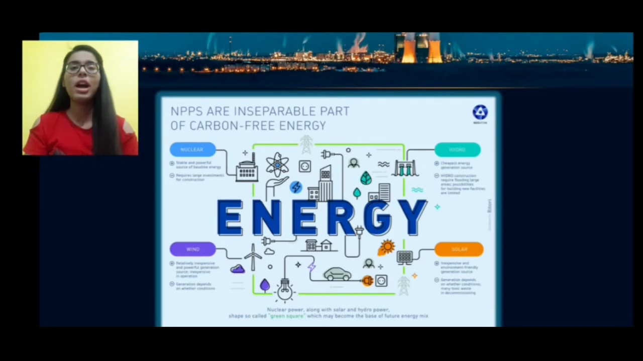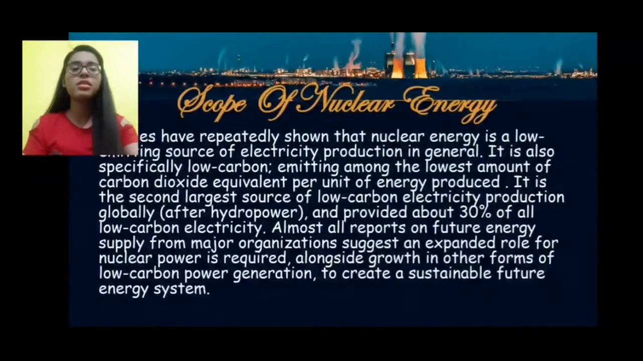Hydro construction requires flooding a large area, and possibilities for building new facilities are limited. Wind: a relatively inexpensive and powerful generation source, inexpensive in operation. Generation depends mostly on weather conditions. Solar: it is an inexpensive and environmentally friendly generation source. Generation depends on weather conditions, and there is toxic waste in decomposition. So nuclear power along with solar and hydropower shape the so-called green square, which may become the base of the future energy mix. Let's move towards another slide.